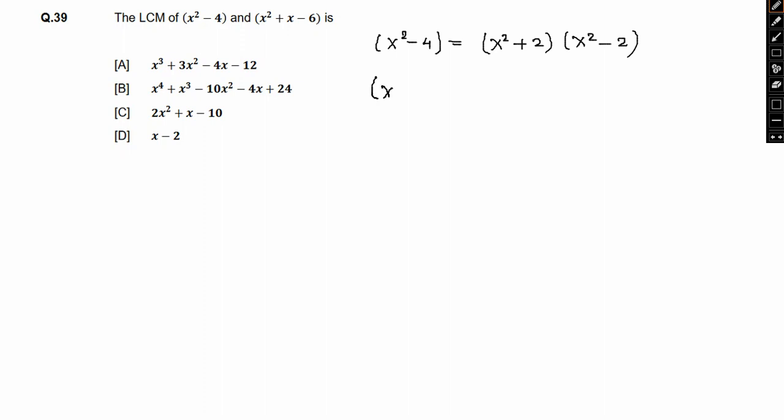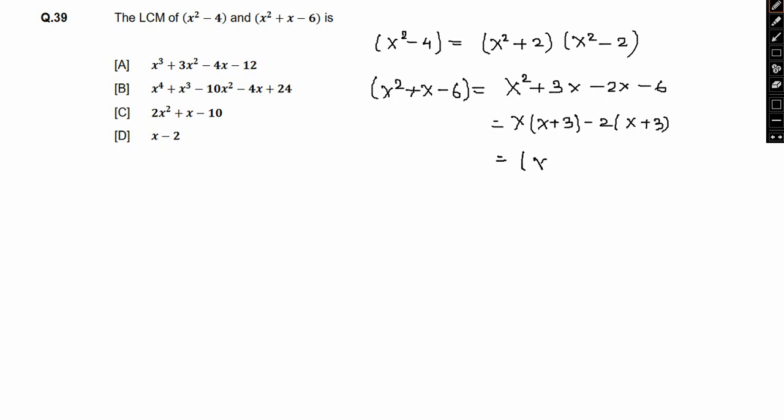Now we'll go with the second equation, x square plus x minus 6, which can be written as x square plus 3x minus 2x minus 6, or x(x plus 3) minus 2(x plus 3), which is (x minus 2)(x plus 3). Okay, so we simply broke down both the equations.